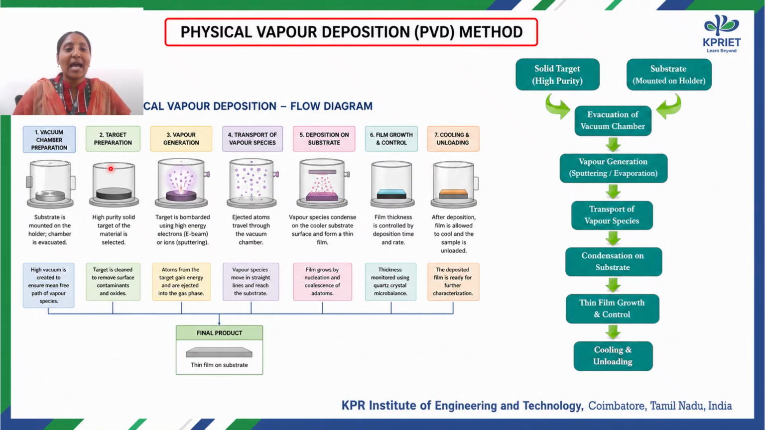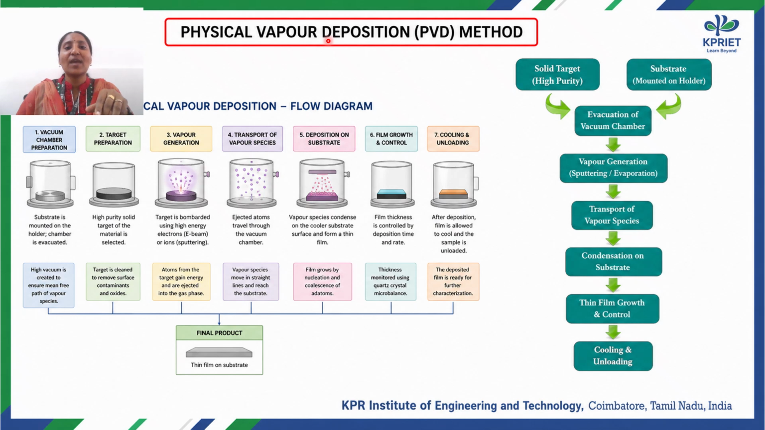The next is the high purity target material or solid source. The target may be a metal, alloy, oxide, or sometimes nitride, depending upon what type of coating we use. The third step is vapor generation. This is an important step. In thermal evaporation, the target is heated until it evaporates. In sputtering, high energy ions are bombarded onto the target and eject atoms from the surface. So this third step is important for physical vapor deposition.